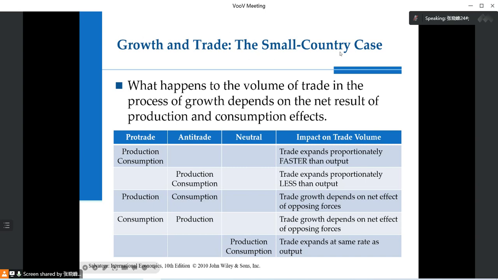Okay. Growth and trade, the small country case. What happens to the volume of trade in the process of growth depends on the net result of the production and consumption effects. Okay. The pro-trade, that is the production and consumption. The anti-trade, that is the production and consumption, that is the impact on trade volume. Trade expands proportionally faster than output.